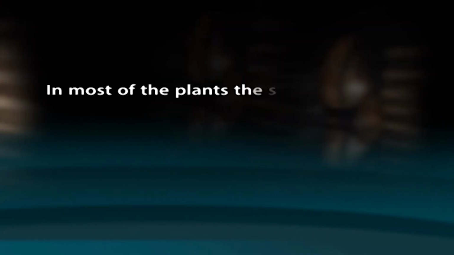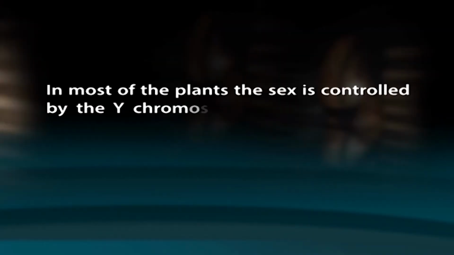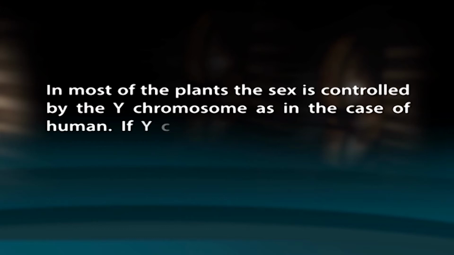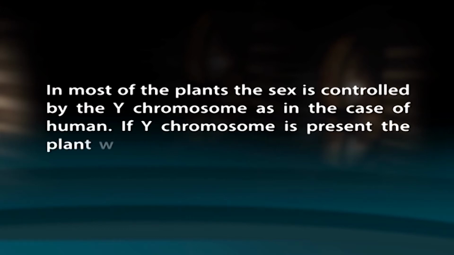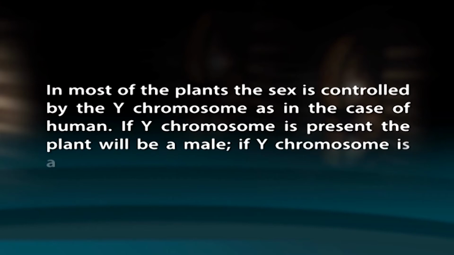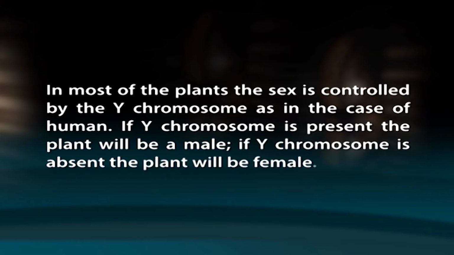Before discussing the sex determination in plants, it is helpful to briefly outline the known facts about gender conditions in plants. The mechanism of sex determination has been studied in a large number of plants. In most of the plants, the sex is controlled by the Y chromosome, as in the case of humans. If Y chromosome is present, the plant will be a male. If Y chromosome is absent, the plant will be female.